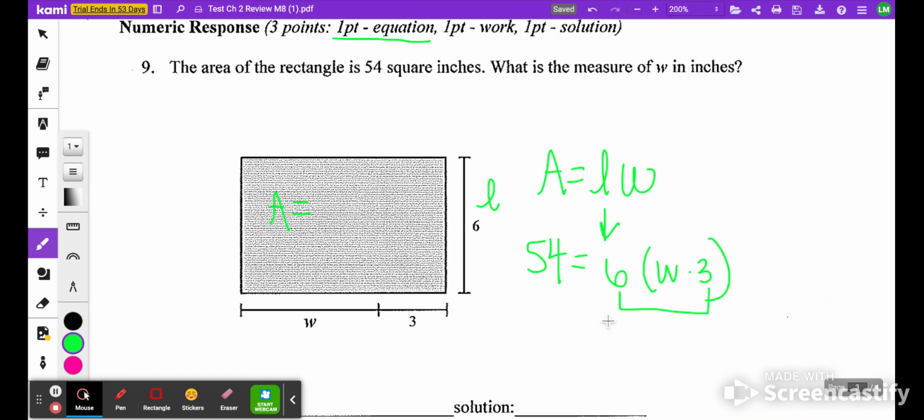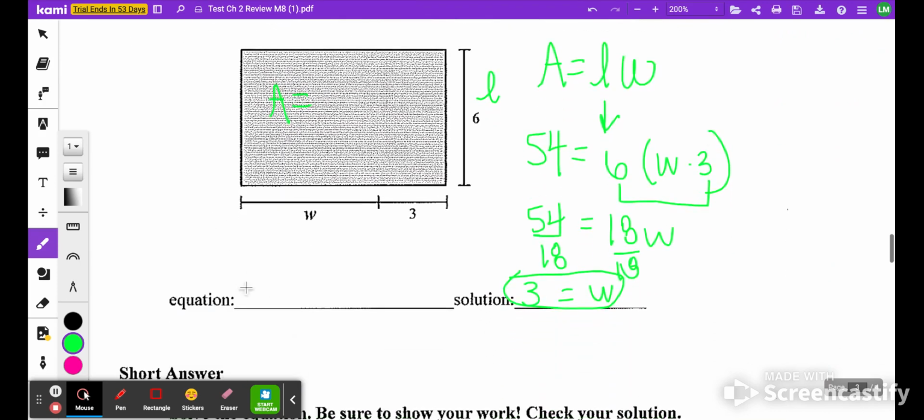I can do 6 times 3, which is 18, W, so equal to 54. And then I can divide both sides by 18, so that W equals 3. Okay, so my equation was 54 equals 6 length times width, which was W plus 3.